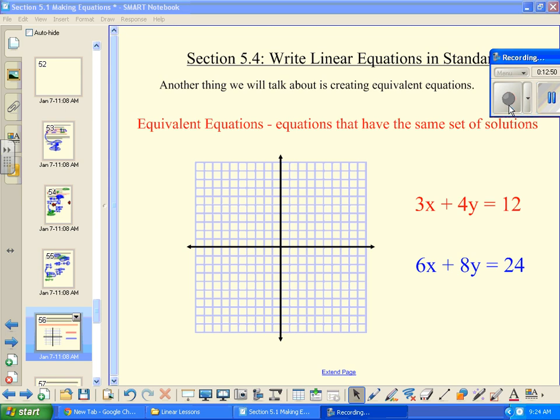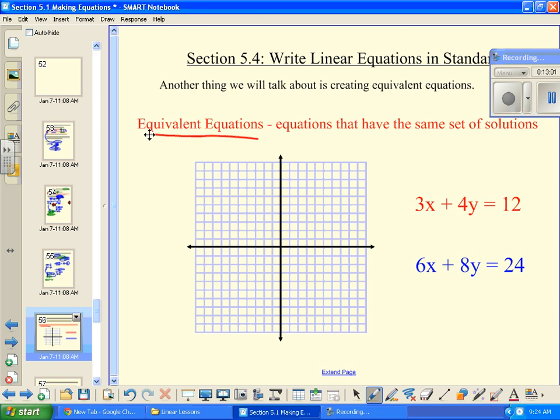One more thing this section talks about that can come about when we're talking about equations that are in standard form is equivalent equations. And again, this is something else I'd have you write in your notes. Equivalent equations. Those are equations that have the same set of solutions. So all the answers, like some ordered pair that would fit for one equation, would also fit for the other equation. Remember, ordered pairs are just like points on a grid.